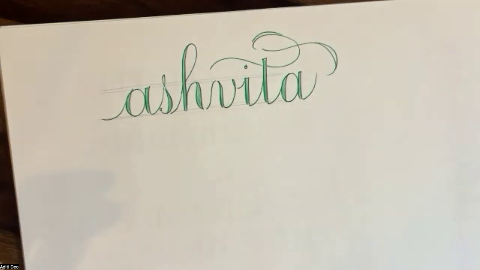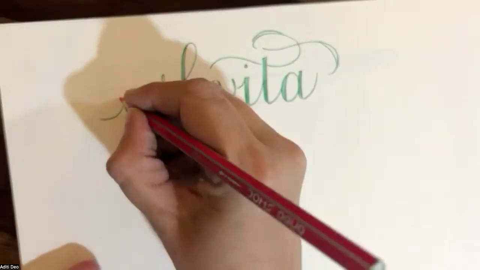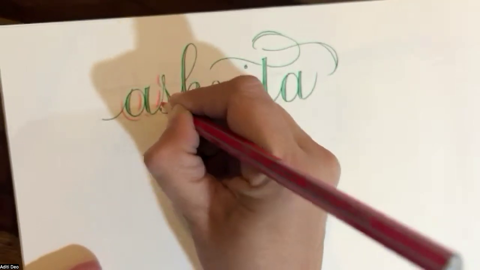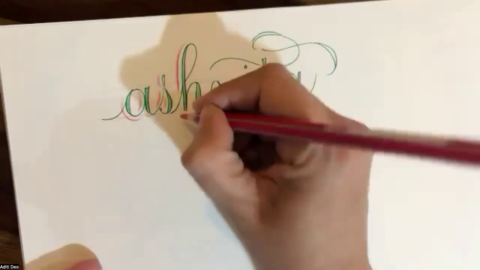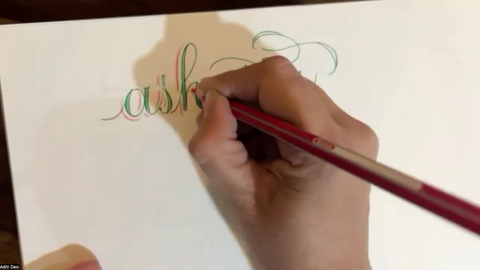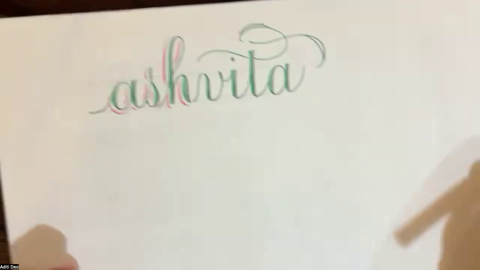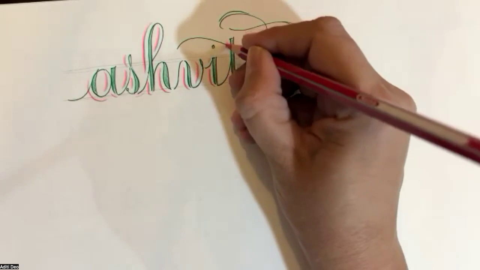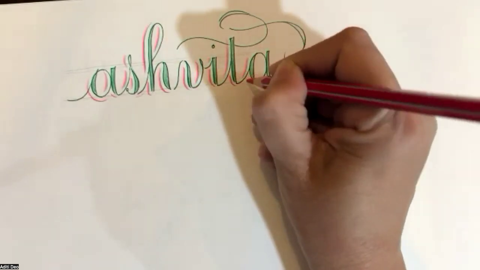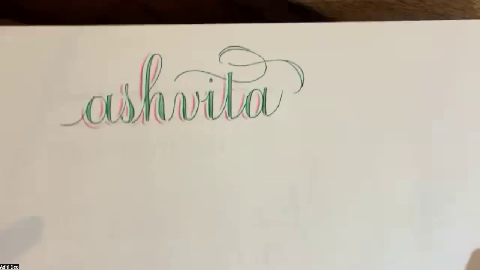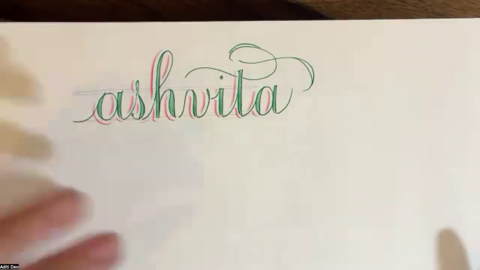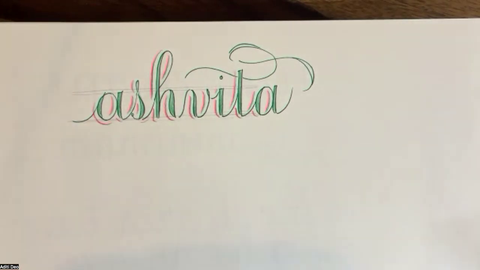And if you feel like it, you can add shadow. So just on the left and maybe the bottom of some of the strokes, you can add a line. Imagine sending out letters like this. And this is so close to a regular running hand, but yet it's elevated.